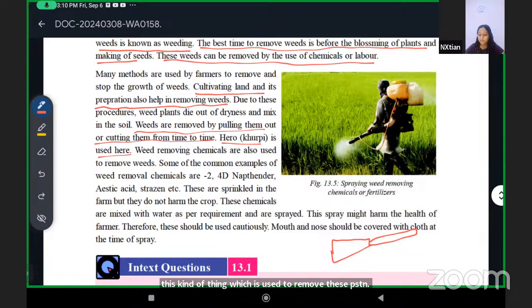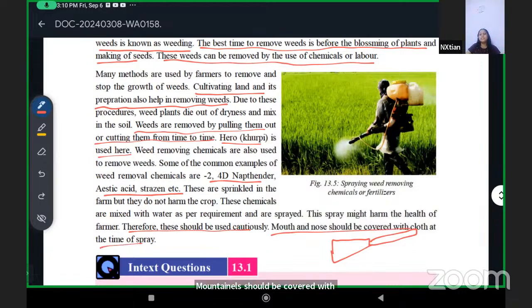Weed removing chemicals are also used to remove weeds. Common examples of weed removing chemicals are 2,4-D, naphthalene, acetic acid, atrazine, etc. These are sprinkled in the farm, but they do not harm the crop. These chemicals are mixed with water as per requirement and sprayed. The spray might harm the health of the farmer, therefore they should be sprayed cautiously. Mouth and nose should be covered with cloth at the time of spray.